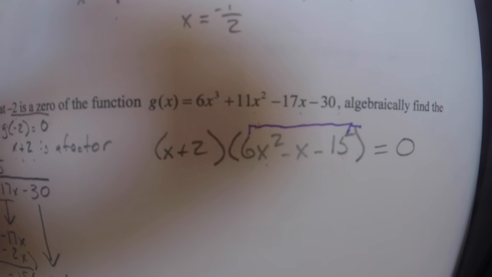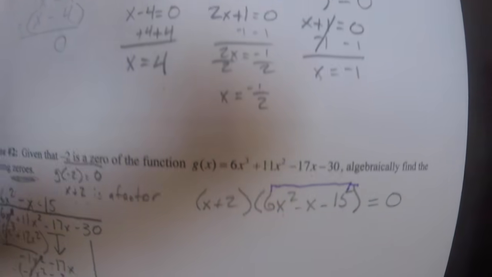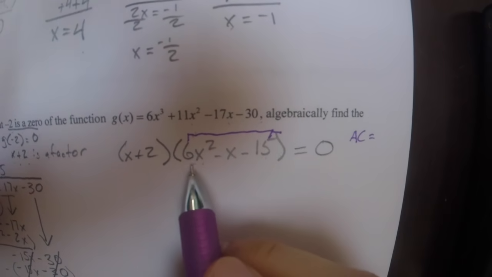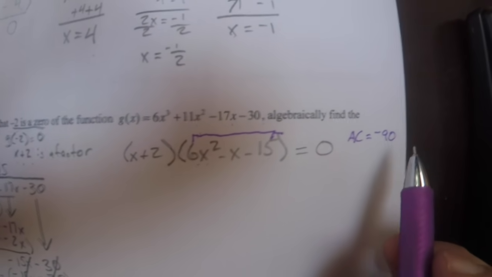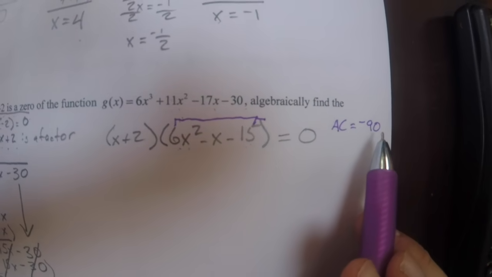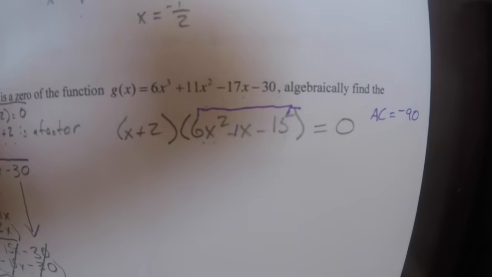Oh, 6 times negative 15 is negative 90. All right, so if I do AC, the A term times the C term is negative 90. So I have to figure out, are there any two factors that multiply together to get negative 90? And when I add them together, I get negative 1, because there's a little imaginary negative 1 here.